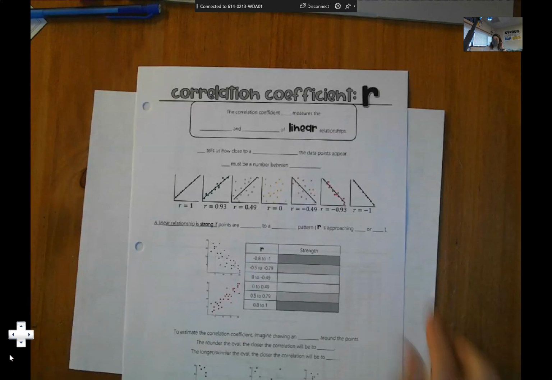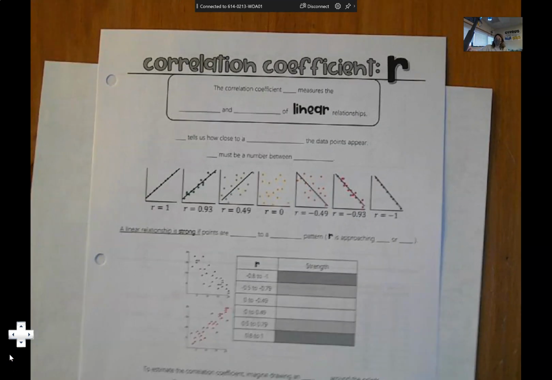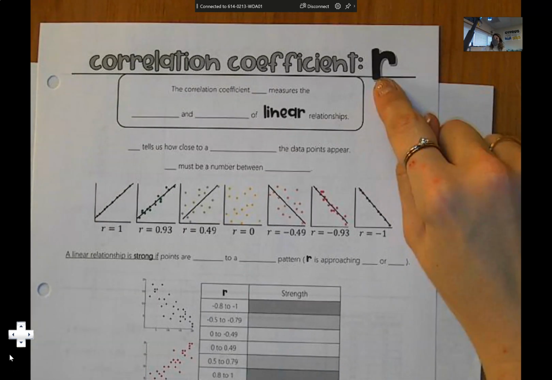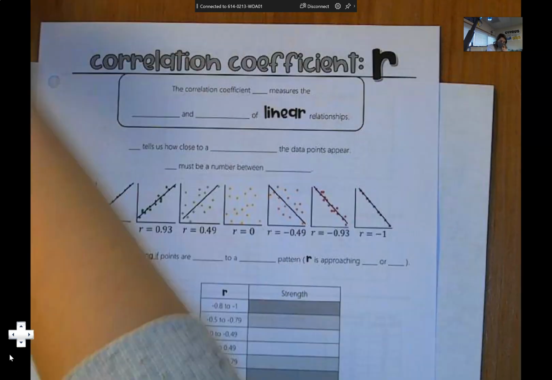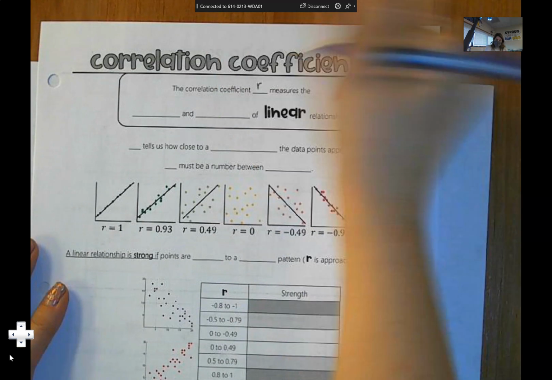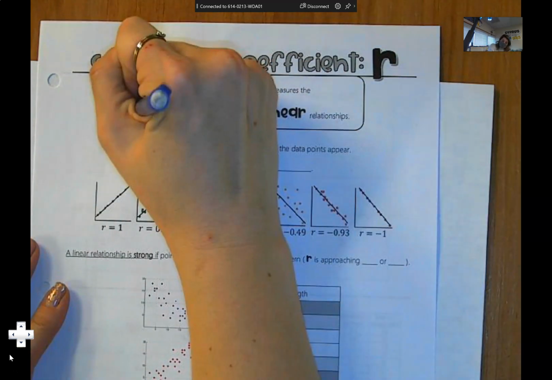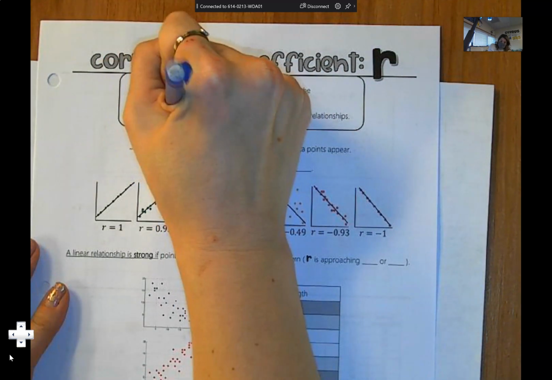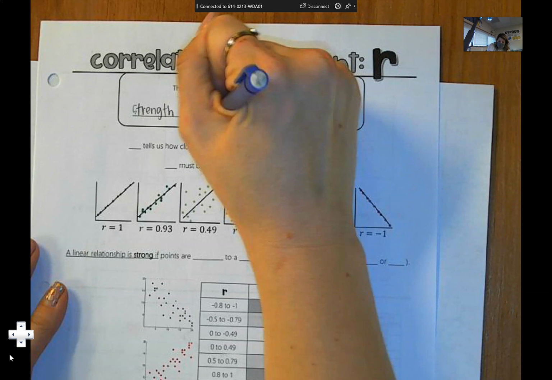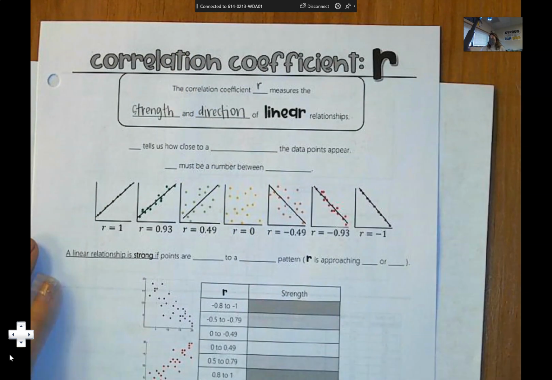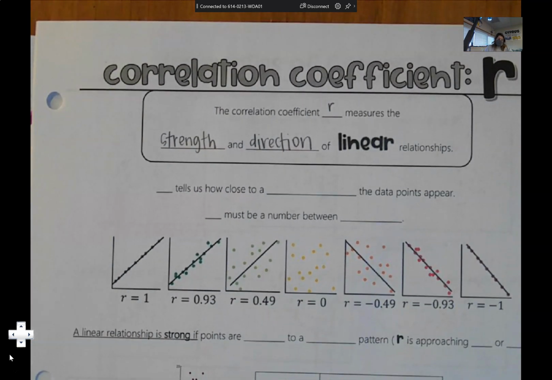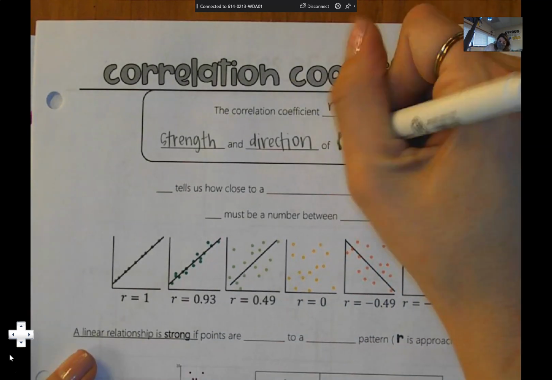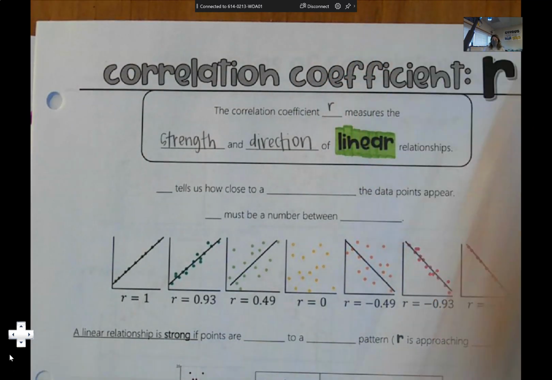So today is all about the correlation coefficient. The notation for it is a lowercase r. So the correlation coefficient r measures the strength and direction of linear relationships. That's the first thing we have to pay careful attention to: the correlation coefficient, or r, only applies to linear relationships.